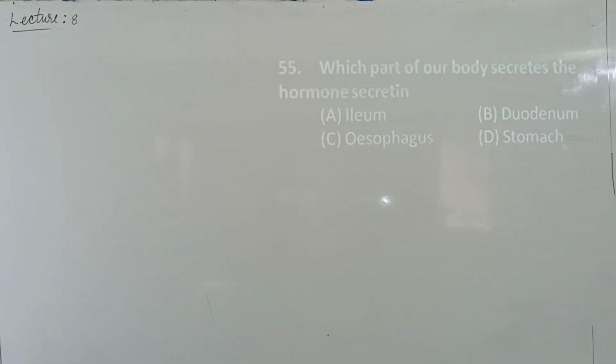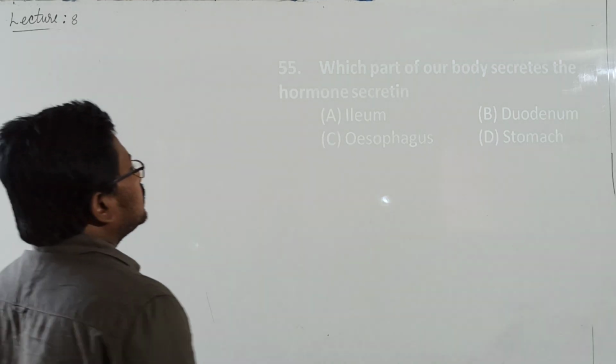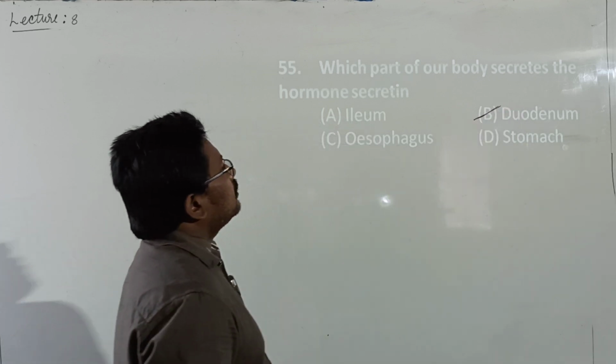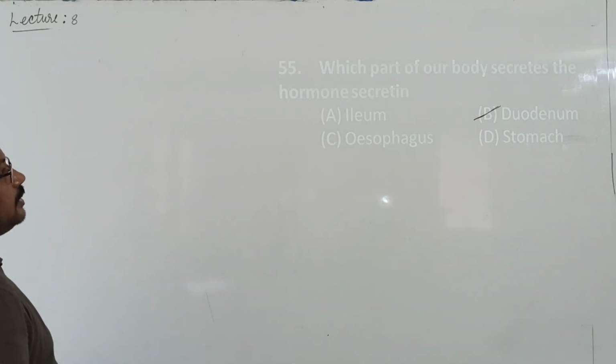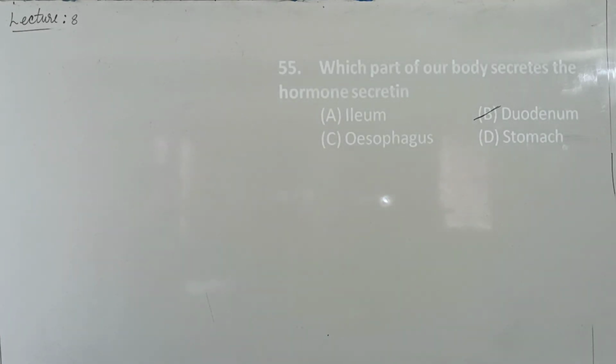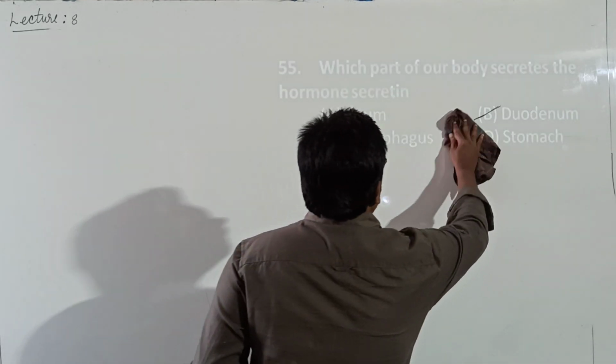Which part of our body secretes the hormone secretin? Just now we have seen this. It is the duodenum that secretes the hormone secretin. So not ileum, esophagus or stomach.